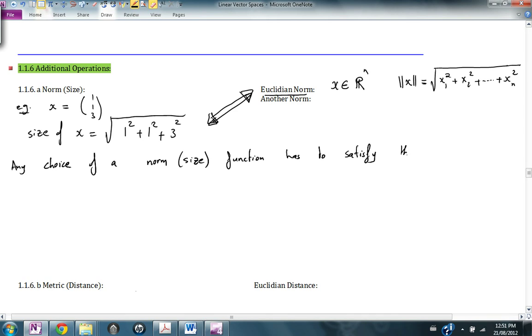The first thing that it needs to satisfy is that the size of a vector is equal to zero if and only if the vector is equal to the zero vector. The other thing is that if I multiply the vector x by a real number, this is equivalent to taking the absolute value of that real number and multiplying by the size of the vector x.